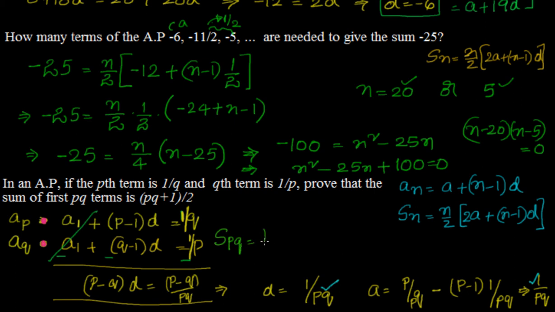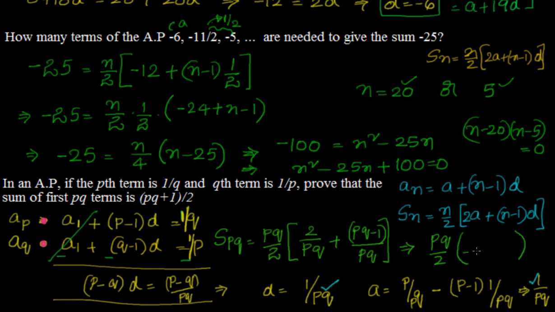S pq equal to pq by 2 into 2a, a is 1 by pq, so I can say 2 by pq, plus n minus 1, that is pq minus 1, into d. 2a plus n minus 1 into d, that is again 1 by pq only. So you can see that this is nothing but pq by 2 into pq minus 1 plus 2, that is pq plus 1. So pq cancels out, that's nothing but equal to (pq plus 1) by 2.